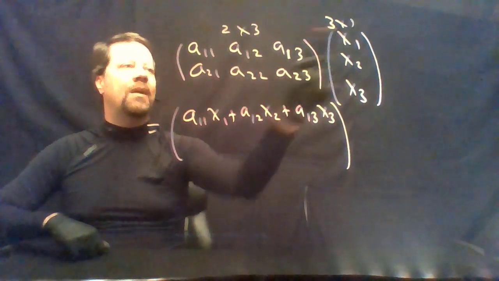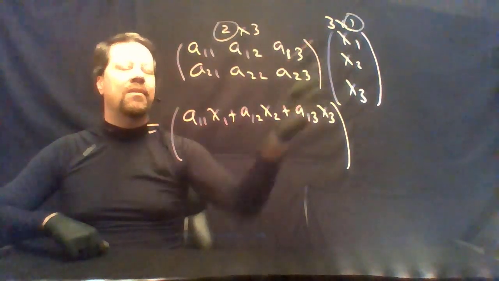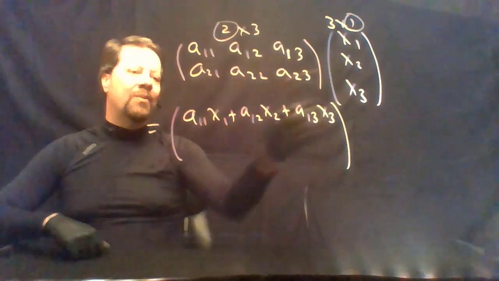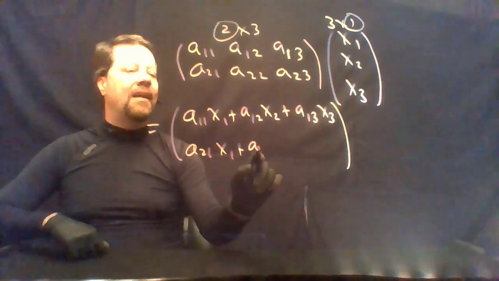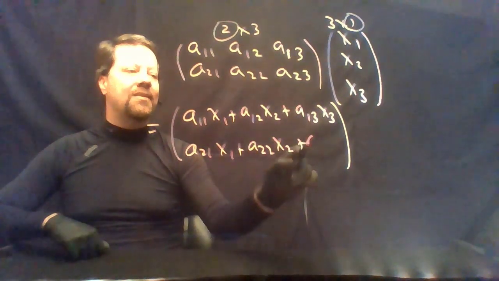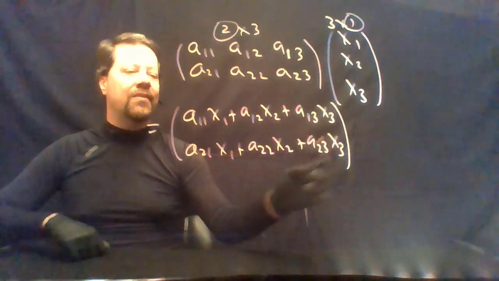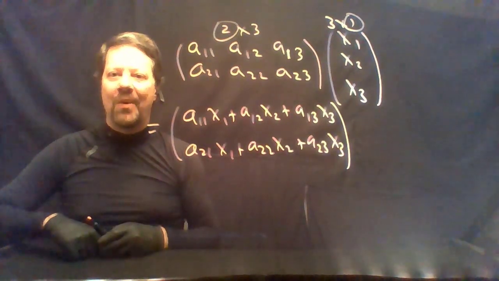This is 3 by 1. We end up with a 2 by 1. The next row is A21x1 plus A22x2 plus A23x3, our 2 by 1 matrix.